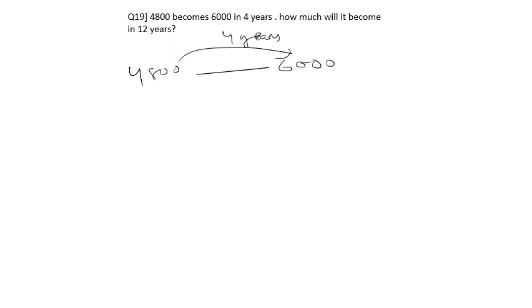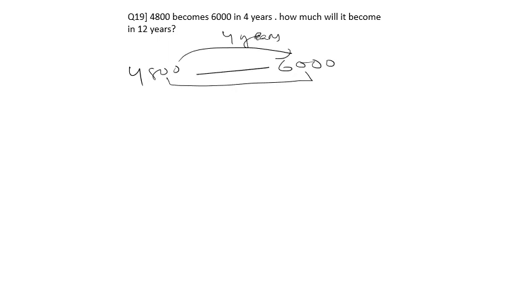Now one silly mistake that people do, they just do this like this: 4800 and 6000. This is the gap of 1200. In 4 years, 1200 is the gap. Now in 12 years it will be 3600. Sorry, 3 times means 1200. Again for 2 years it will be 2400. So they just add 2400 and they say the answer is 8400, which is absolutely wrong.